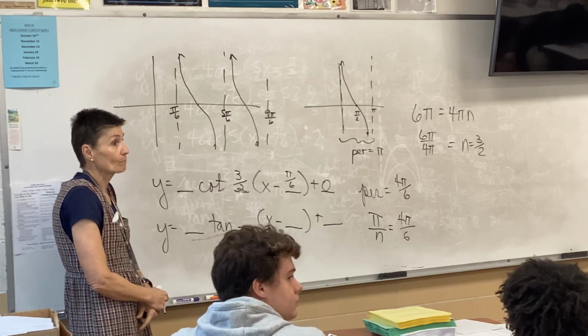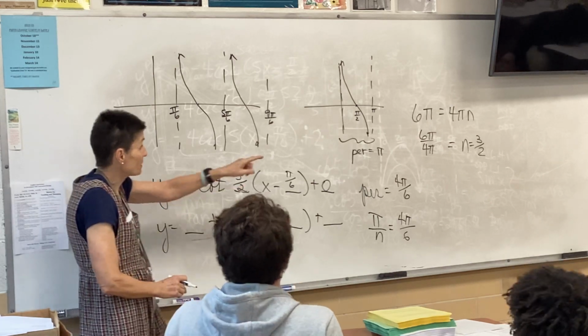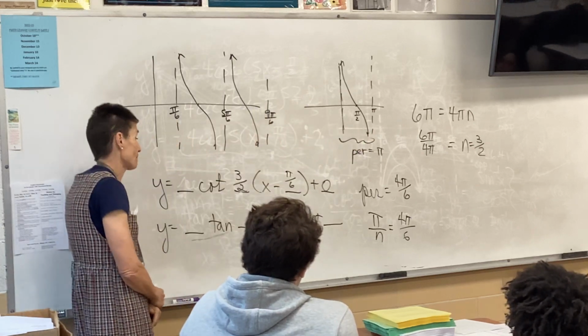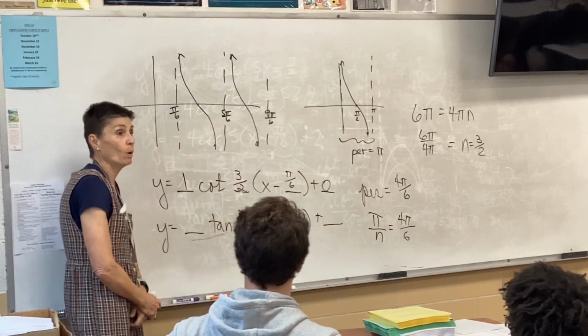Why did you do pi divided by 1 instead of 2 pi divided by 1? Because the period of the cotangent is pi. So I'm just going to go ahead and leave that a 1.